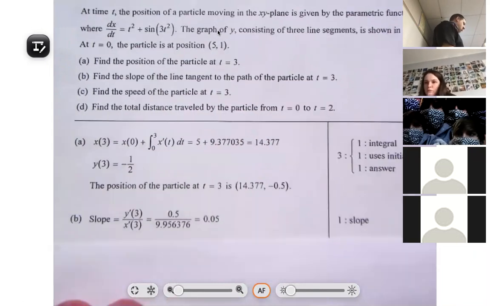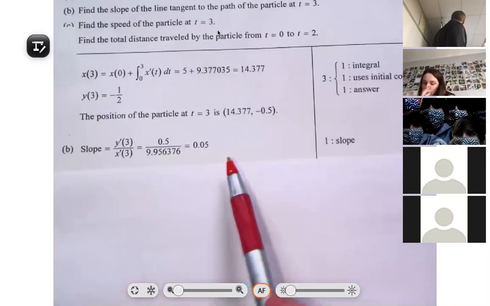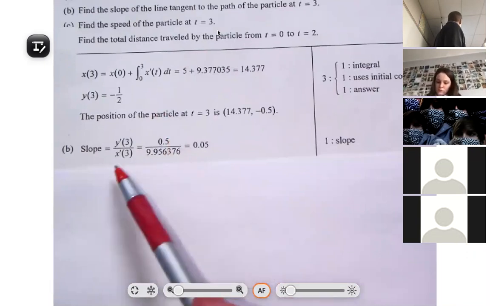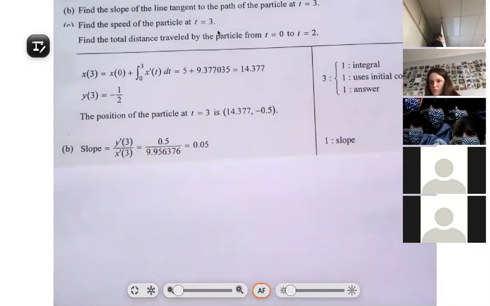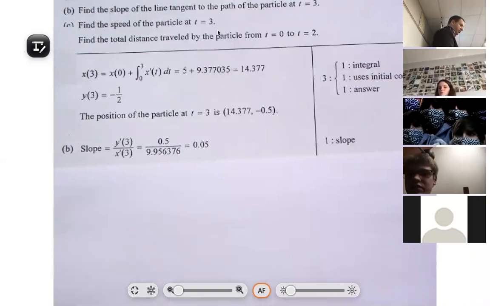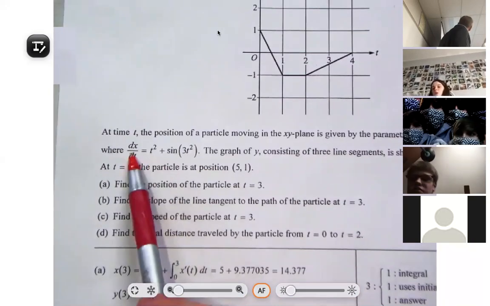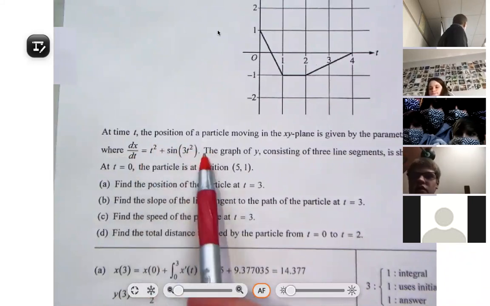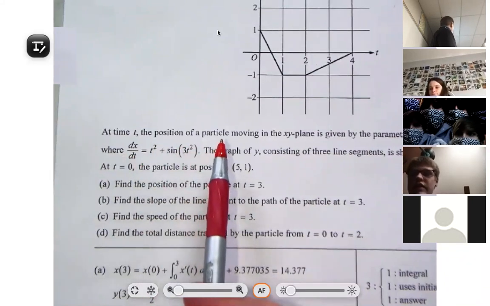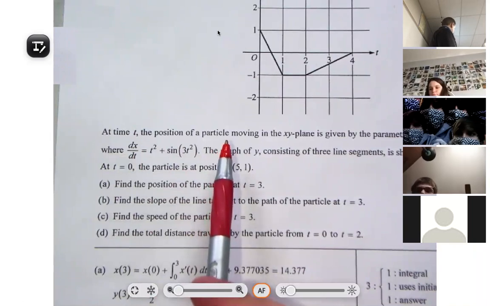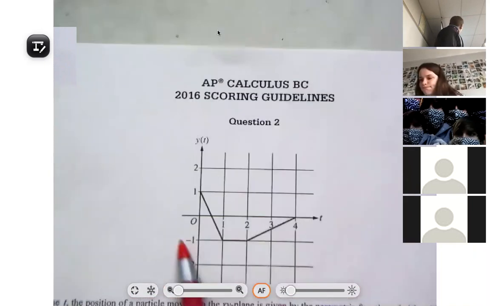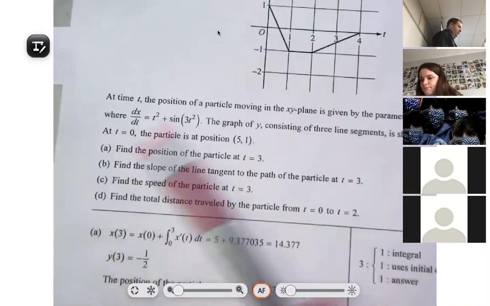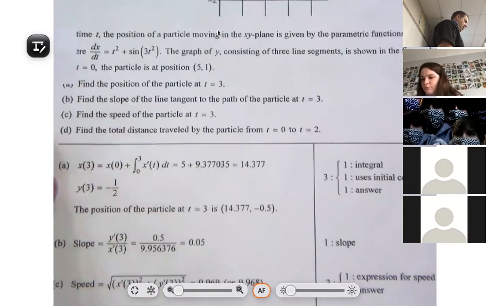For B, this is just your y prime of 3 over x prime of 3. Y prime of 3 is the slope of that graph. And then x prime of 3, you wouldn't even need the calculator because they give dx dt. You would just have to plug 3 into this right here. Yeah, that's why it's creative, because they give you y and then they give you dx dt. Very creative question. You guys kind of switch your thinking.